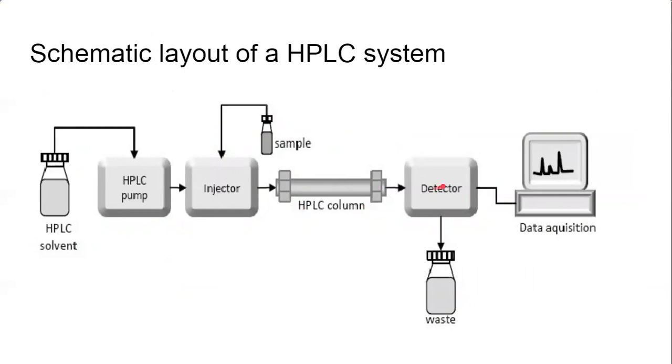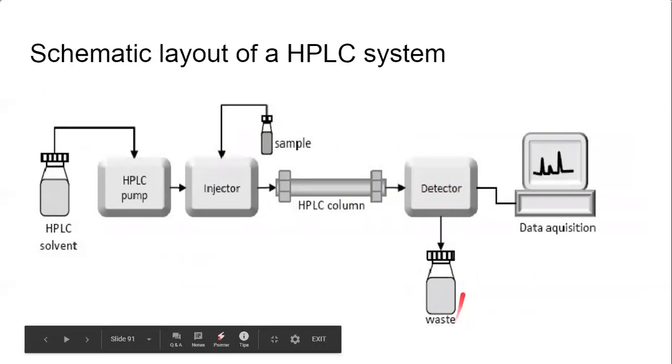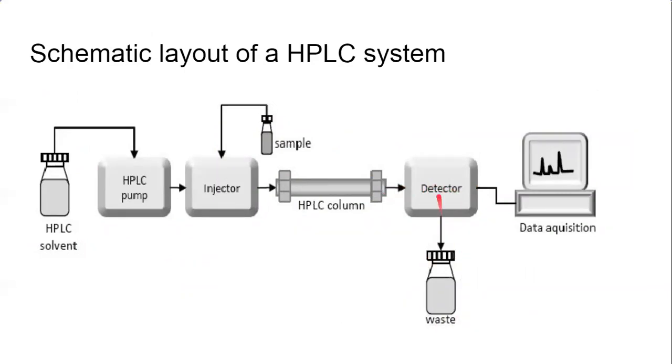And this is the detector, where the analyte elutes. What is eluate? Eluate is nothing but the mobile phase with analyte. The eluate will be detected here, and this is the eluate collecting chamber. The signals are sent to the data acquisition system, where the signals are converted into peaks, and we can collect a graph. That graph is known as a chromatogram.